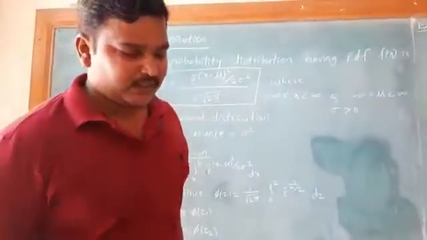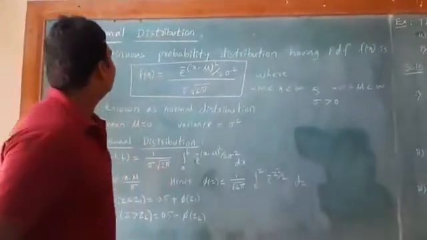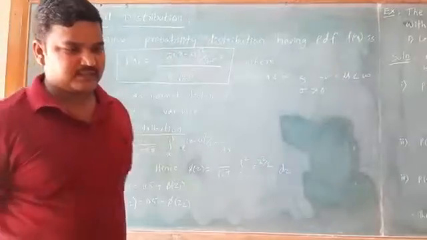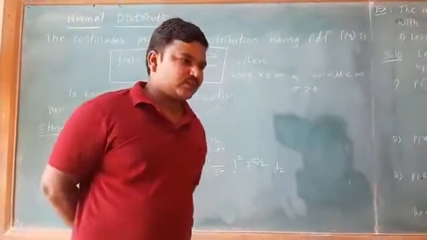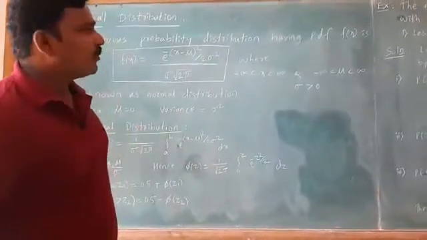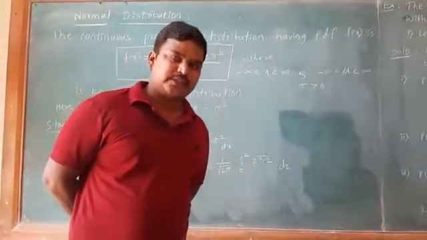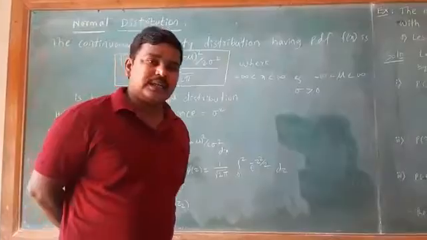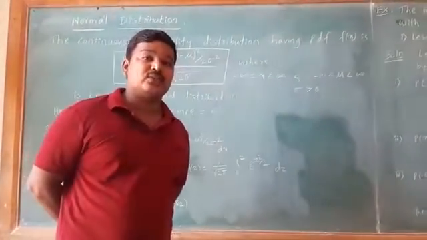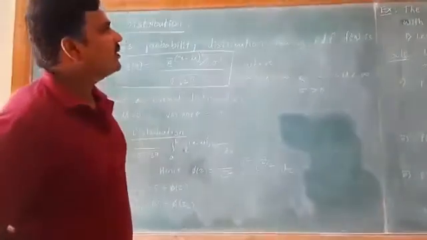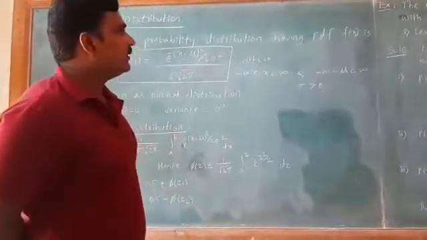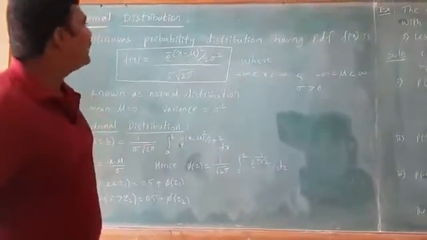Today we have to discuss normal distribution. In the last videos, I think 7 or 8 videos are over: binomial distribution, Poisson distribution, exponential distribution, finding the k value, and examples. This is the last concept of this model. So let's start normal distribution.